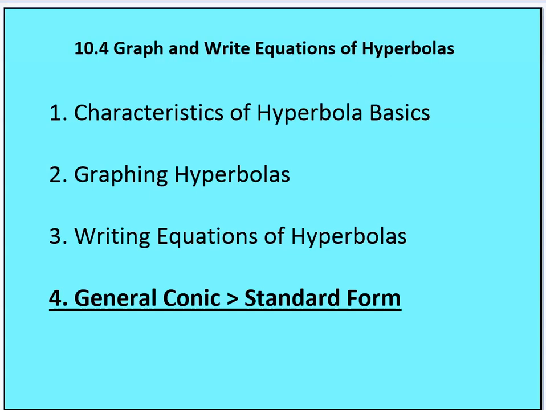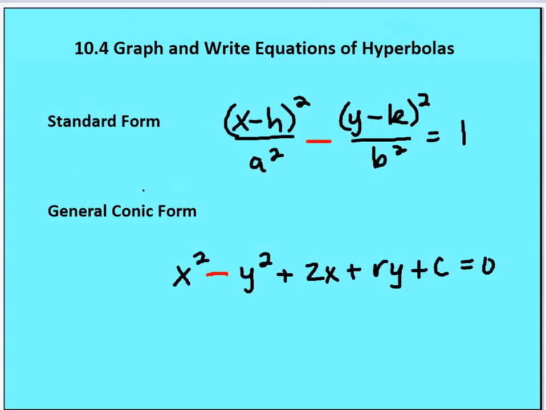Okay, last thing we need to do is we're going to take general conic form and transition to standard form, and then we'll be done. All right, so standard form, we'll classify these two. Standard form is going to be what I've given to you: (x minus h) squared over a squared minus (y minus k) squared over b squared is equal to 1.